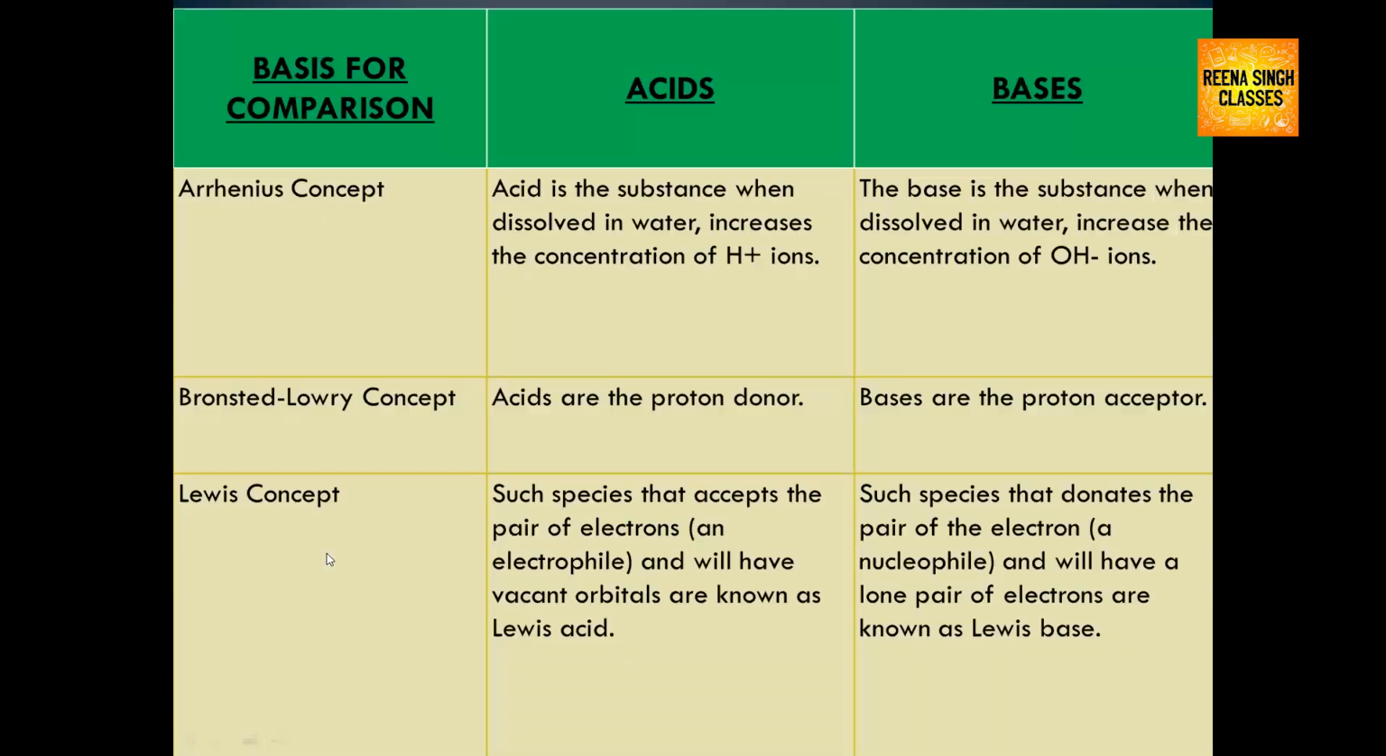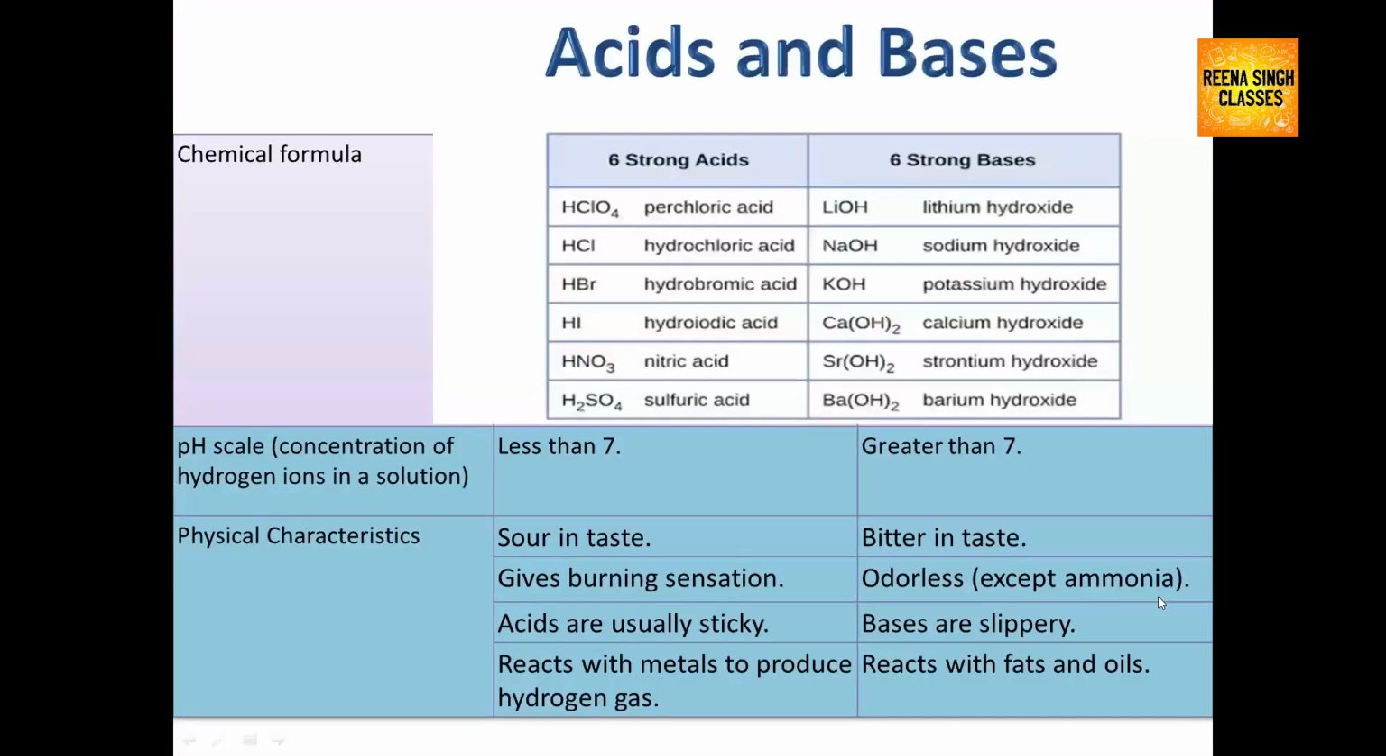What are the differences between acids and bases? According to the Arrhenius concept, acids increase the concentration of hydrogen ions in solution, and bases increase the concentration of hydroxide ions in solution. According to the Bronsted-Lowry concept, acids are proton donors and bases are proton acceptors. According to the Lewis concept, acids accept a pair of electrons and have a vacant orbital, so they are called Lewis acids. Lewis bases donate a pair of electrons, are also called nucleophiles, and have a lone pair of electrons.